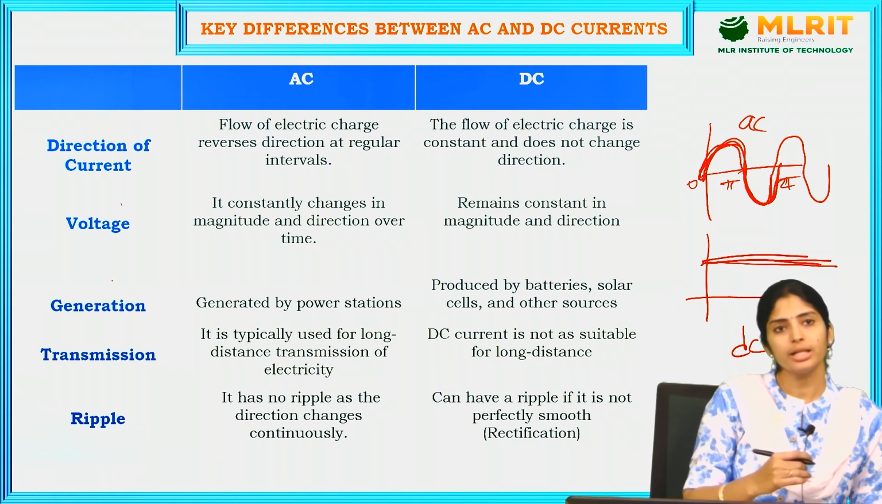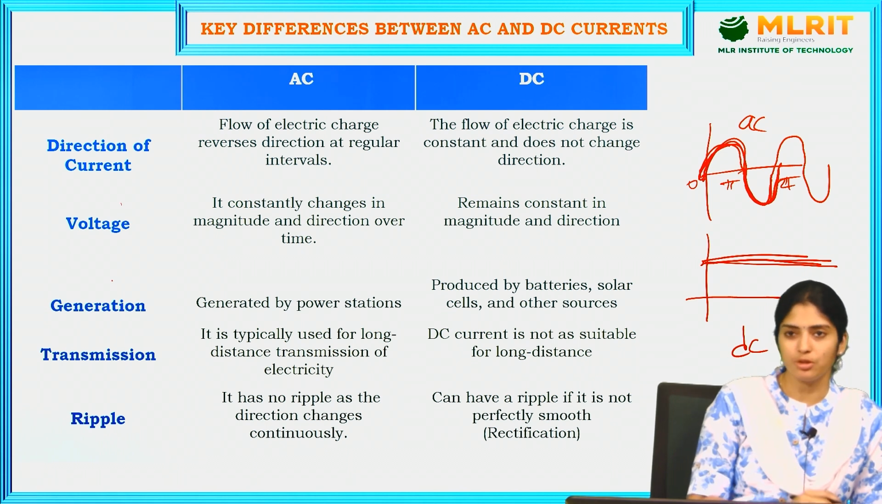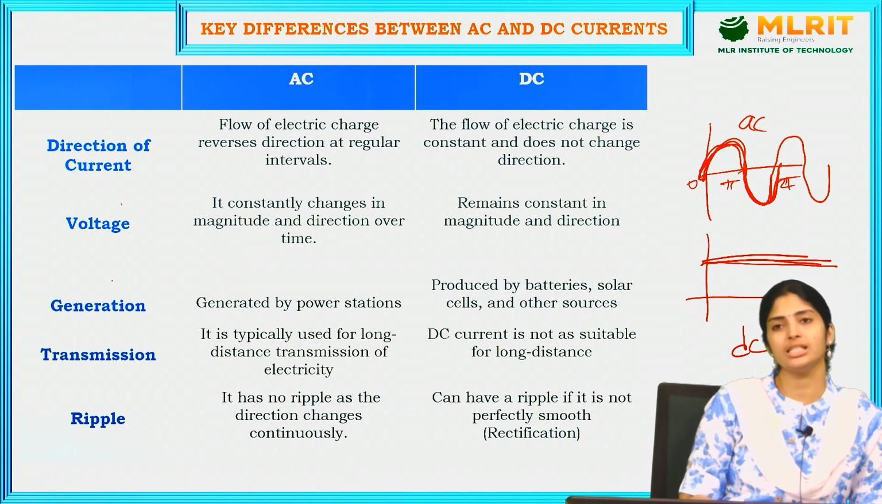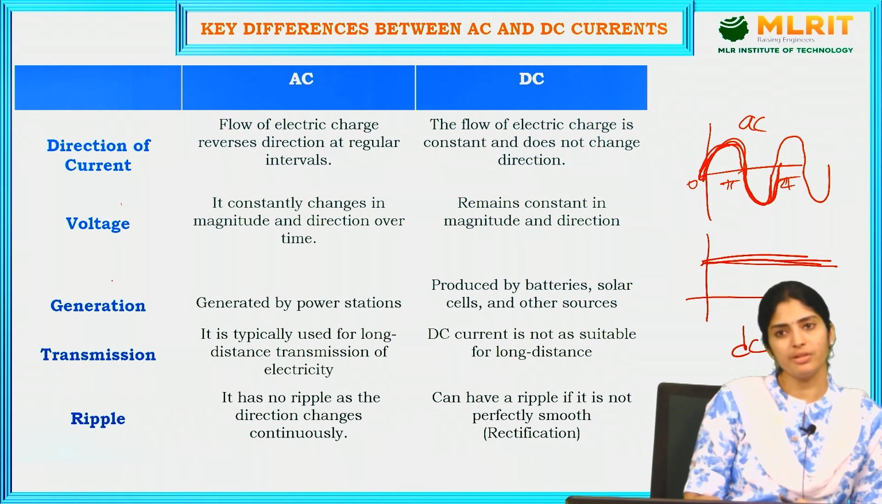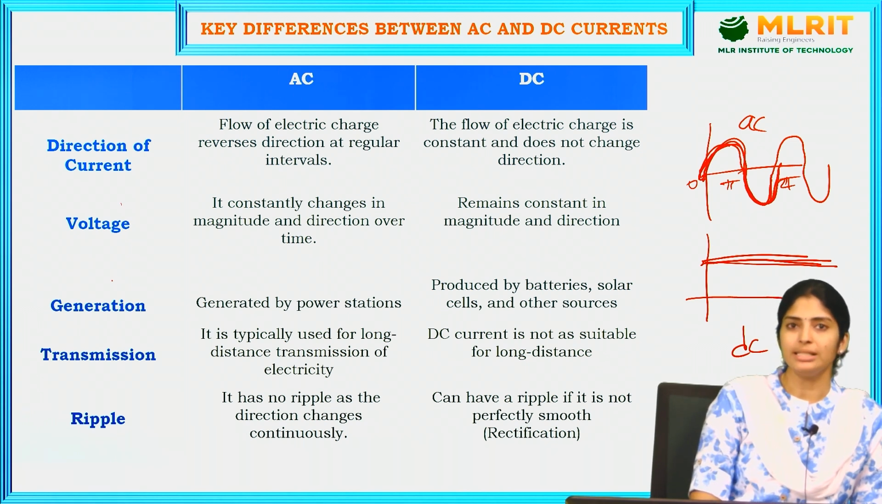Coming to the case of generation. The generation of AC will be done through power stations. As I told you, there are different types of power stations like nuclear power station, thermal power station, solar, hydel, wind. So many are there, and in all these power stations, the AC will be generated. The DC will be produced by batteries, solar cells and other sources.